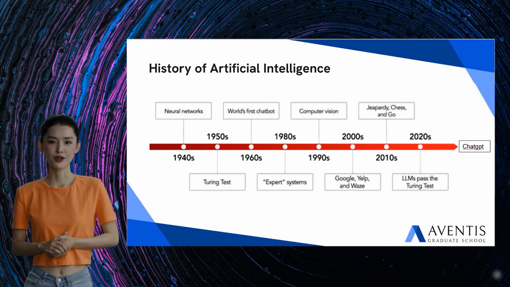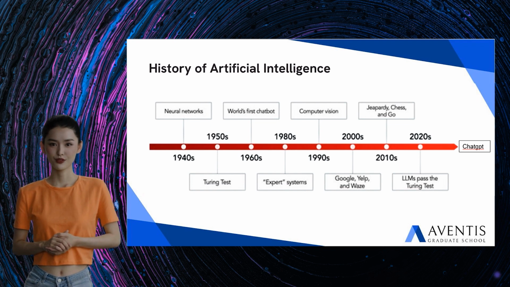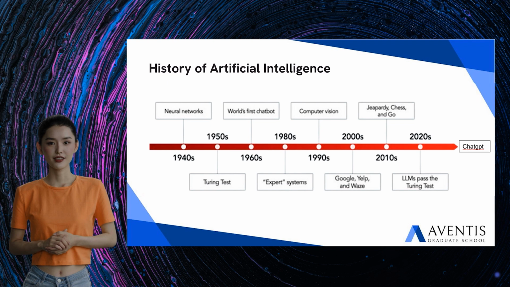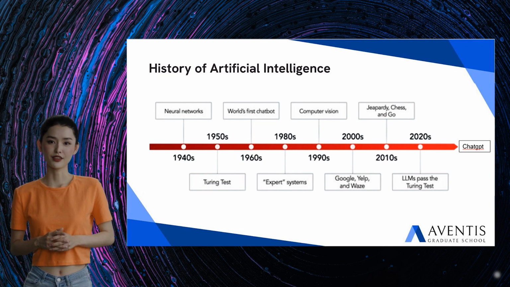1950s. The Turing test and early chatbots. Moving into the 1950s, we encounter the Turing test, proposed by Alan Turing. This test was designed to evaluate a machine's ability to exhibit intelligent behavior indistinguishable from a human. Additionally, this decade saw the creation of the world's first chatbot, which was a significant milestone in enabling machines to interact with humans using natural language.